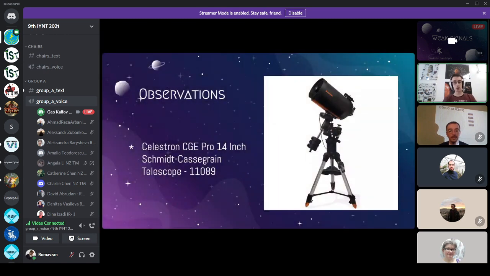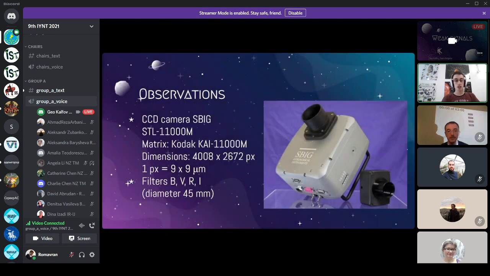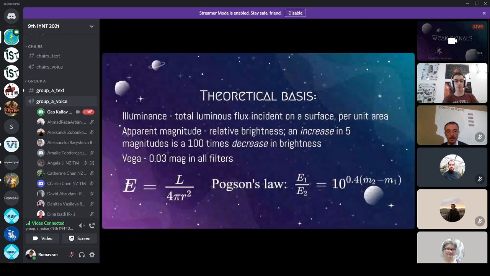For our observations, this is the telescope that we used. It uses a Schmidt-Cassegrain optical system with a 14-inch aperture. The CCD camera we used for observations is listed here, with its dimensions and the size of 1 pixel. And we also used filters B, V, R, and I with 45 millimeters of diameter.